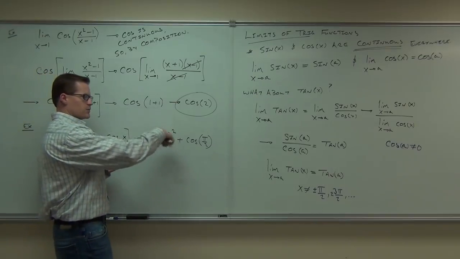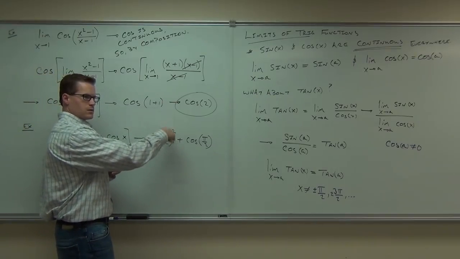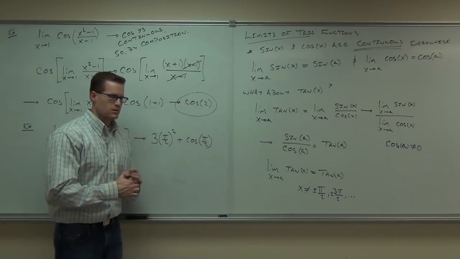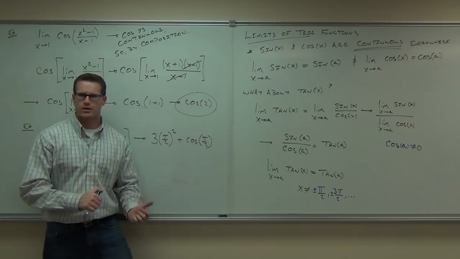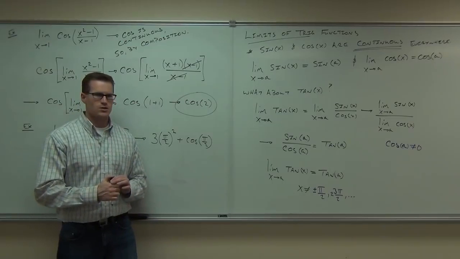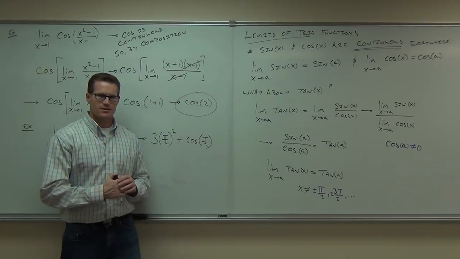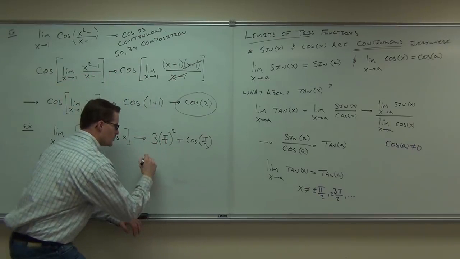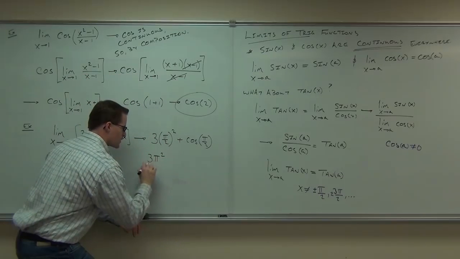What's all this going to give you? Not as a decimal. What's pi over 2 squared? You can say pi squared. It's okay. Pi squared over 4. Very good. So this is going to give you 3 pi squared over 4.